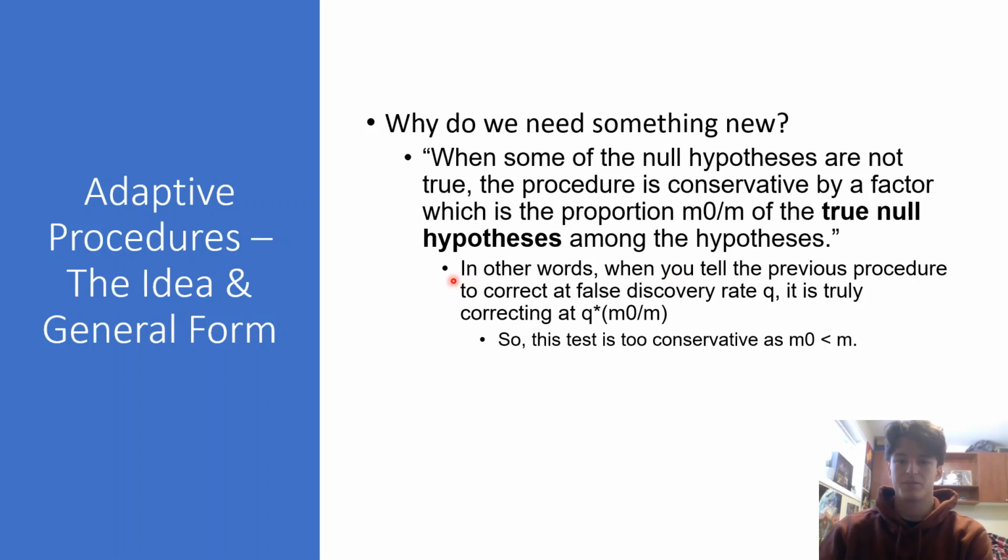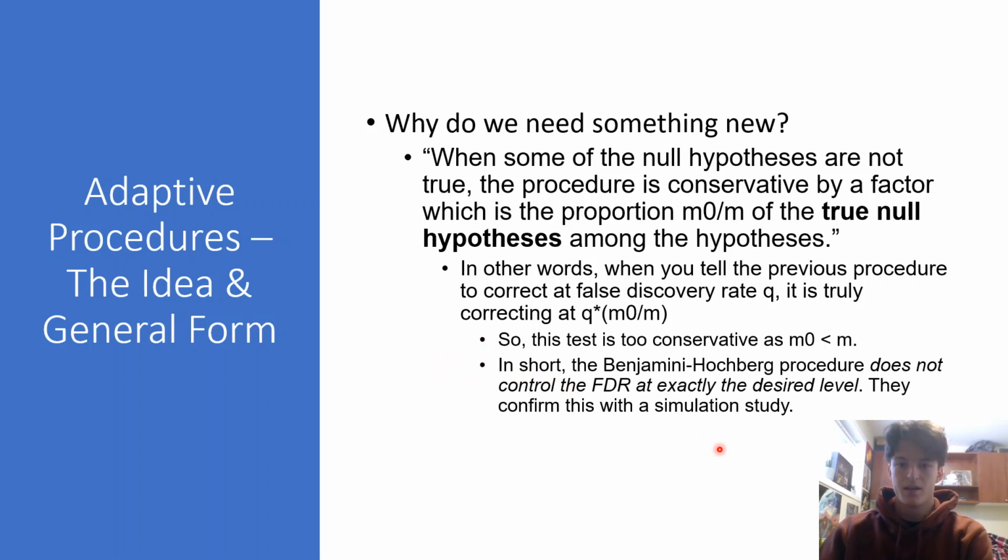So when you tell the previous procedure to correct at a false discovery rate q, it is actually correcting at a false discovery rate of q times m0/m. That's problematic because m0, the number of true null hypotheses, will inevitably be smaller than m, the number of total hypotheses. So m0/m is a smaller number divided by a bigger number, and you're multiplying q by something that's less than 1. So you're making your q excessively small. You think you're correcting at your q, which you've set to 0.05 or whatever, but because this test has some problems, you're correcting at a level smaller than q. So you're being too stringent.